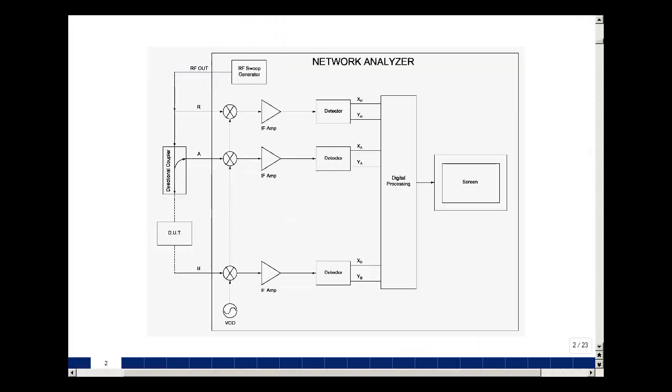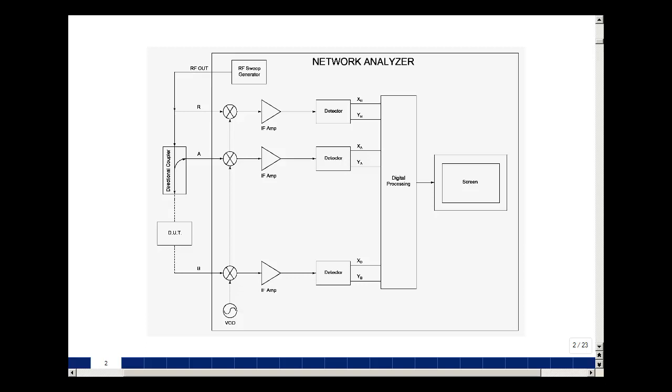The 4396B network analyzer contains 3 superheterodyne receivers to detect the reference, reflection, and transmission inputs. The detectors at the end of the superheterodyne receivers demodulate the inputs into real and imaginary components X plus JY. That would be over here, which contain the magnitude and phase information. The RF output is a sweep generator which sweeps all frequencies in the range that we're going to be measuring.